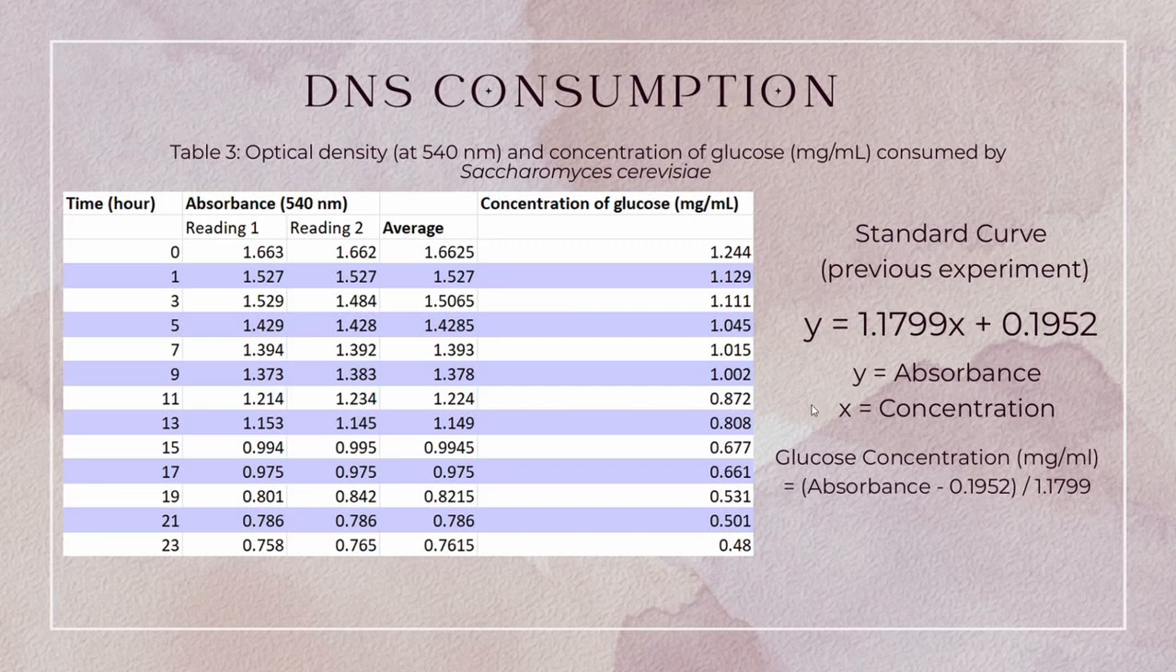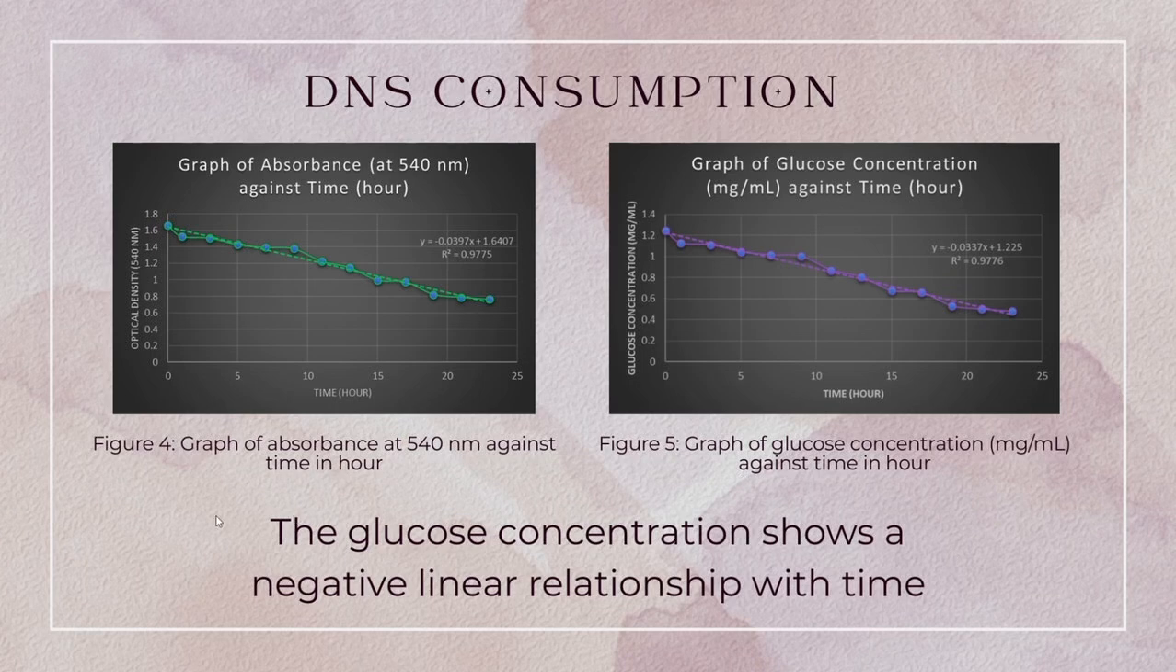To calculate the glucose, using the same method, I rearrange the curve. Glucose concentration, milligram per mil, equals absorbance minus the y-intercept, C value 0.1952, divided by 1.1799, which is the slope. And these are the two graphs obtained from the data. Figure 4 shows the absorbance at 540 nanometer against time in hour, and figure 5 shows a graph of glucose concentration in milligram per milliliter against time in hour.